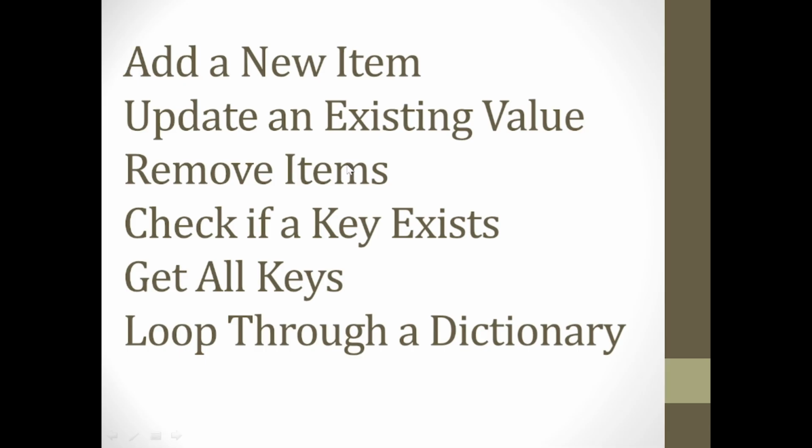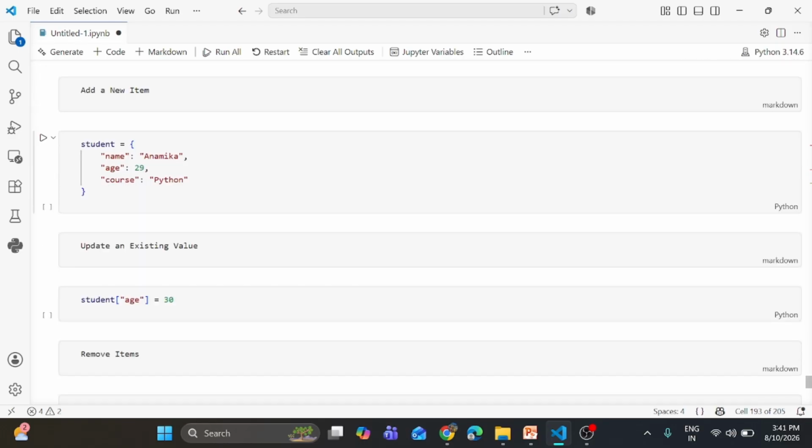Let's see some methods: add items, update an existing value, remove items, check if a key exists or not, get all keys, and loop through a dictionary. Let's play with these methods in our VS Code. Now let's add a new item to our dictionary.